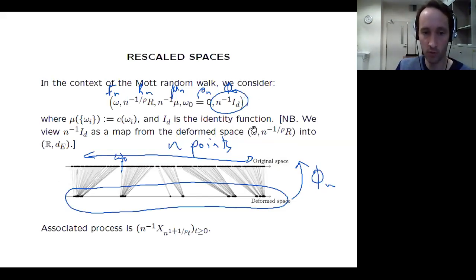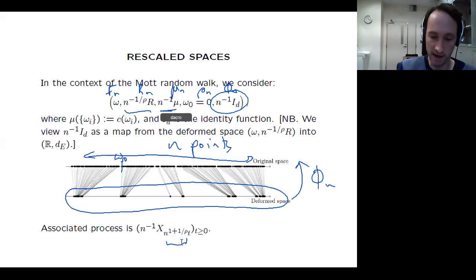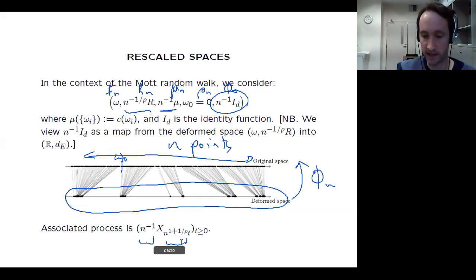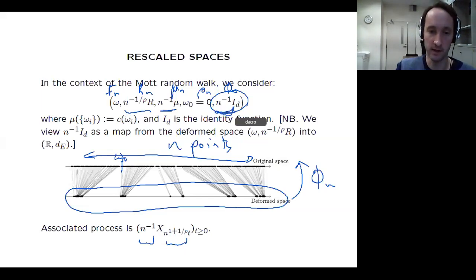And well, when we think about it for a second, the associated process that we were able to read off from this object is actually just the Mott random walk with the scaling factors in the places we want them. So the n to the 1 plus 1 over rho is coming from the resistance and the mass scaling. The 1 over n out the front here is coming from the spatial scaling over here. And this is how the scaling factors feed into the associated stochastic process.